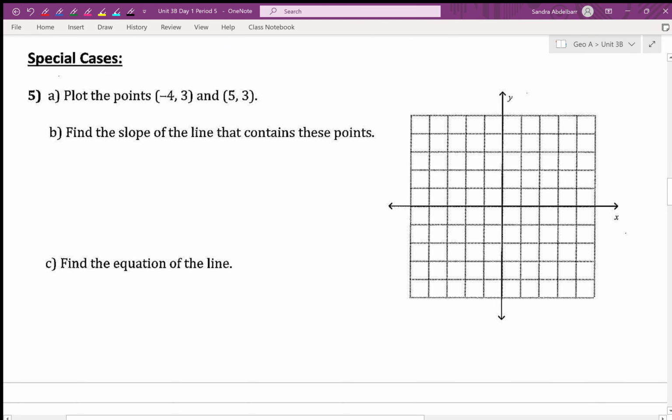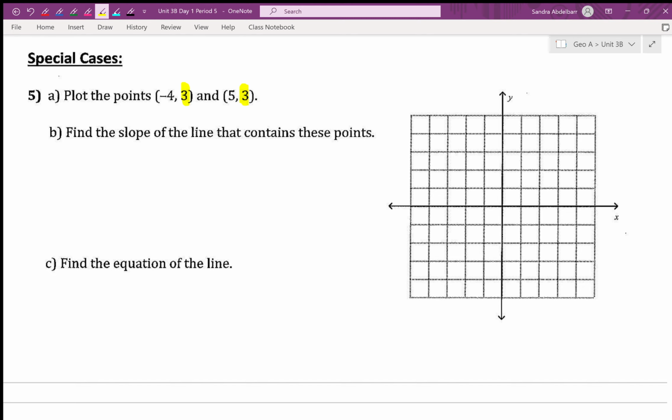Okay, special cases. So we want to plot the points -4, 3, and 5, 3. Before I plot these points, I want you to tell me if you notice anything about these 2 points. Mia? They have the same y coordinate. Do you think that's going to have an effect on how the line looks? Absolutely, it's going to have an effect on how the line looks.